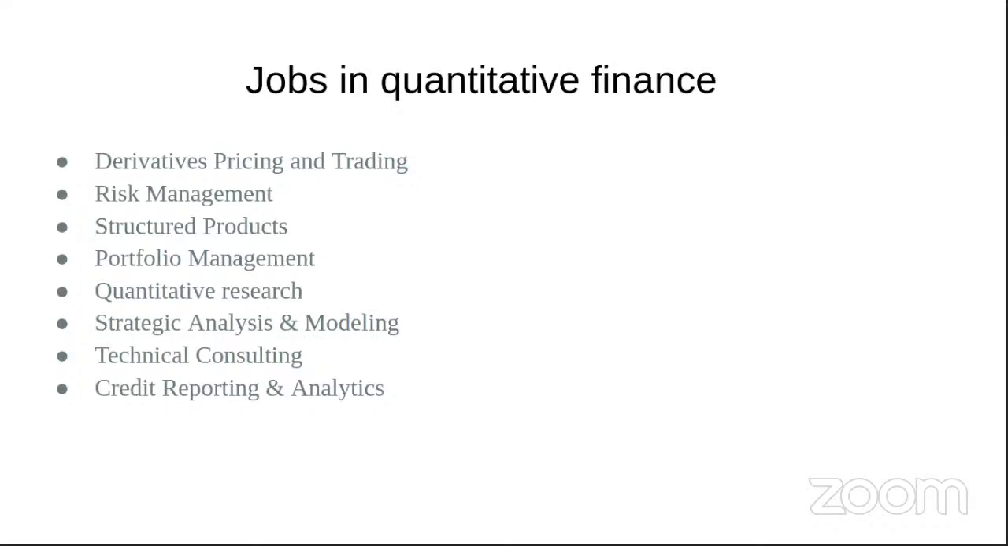So it can happen that you get a risk manager role with some organization, and you are actually doing technical consulting or credit reporting, or you get a quant researcher role and you work as a derivative pricing person. So such kinds of overlaps usually happen. So it's important to know beforehand what kind of tasks you are supposed to do in that organization while you are performing a certain role.